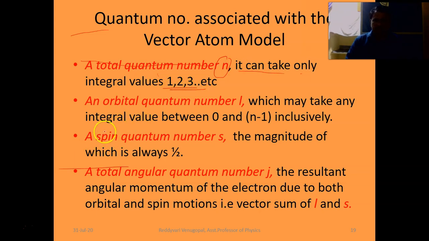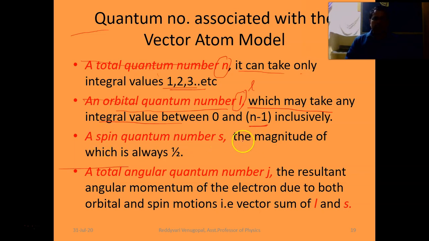The second one is the orbital quantum number. This one is represented with small l, and it can take any integral values, but those values should be between 0 and n-1 only. And a spin quantum number is there.